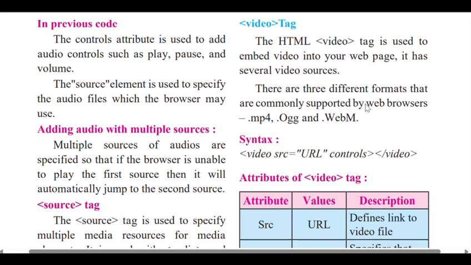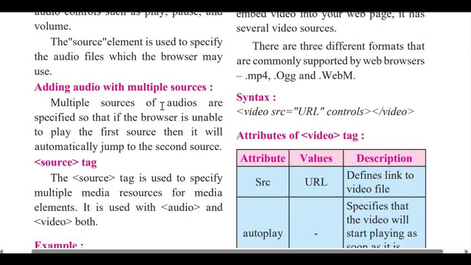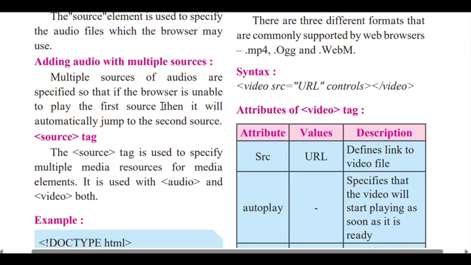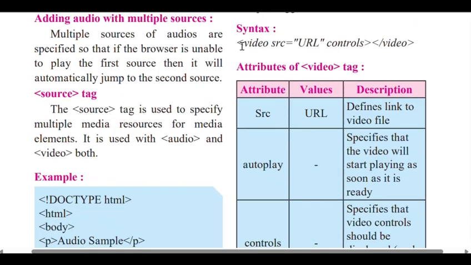Now, in the previous code, the controls attribute is used to add audio controls such as play, pause, and volume. The source element is used to specify the audio files which the browser may use. Now, adding audio with multiple sources. In this example, we will be watching how multiple sources are used.